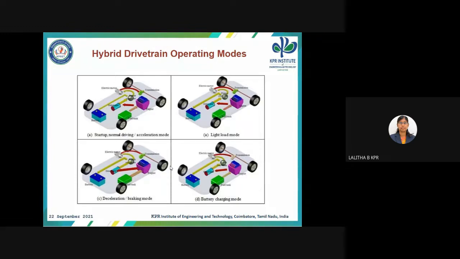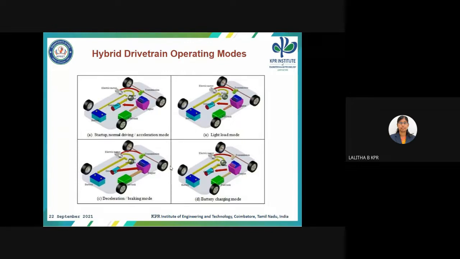The first one is the startup and normal driving or acceleration mode. It is the electric motor only running condition. The next one is the light load mode. In the light load mode, that is the medium speed, the IC engine will be running. In the high speed condition, the IC engine and electric motor both are operating.